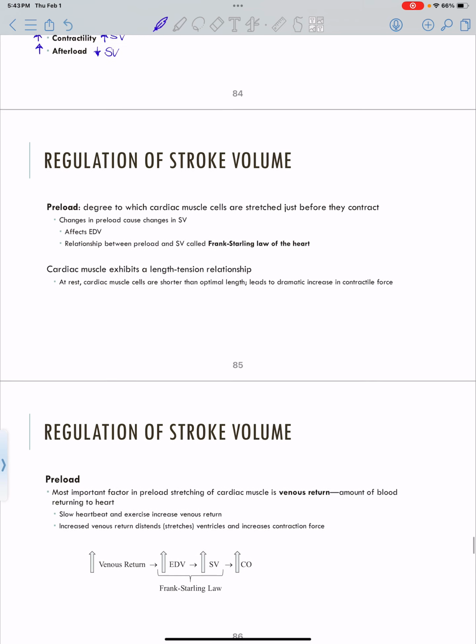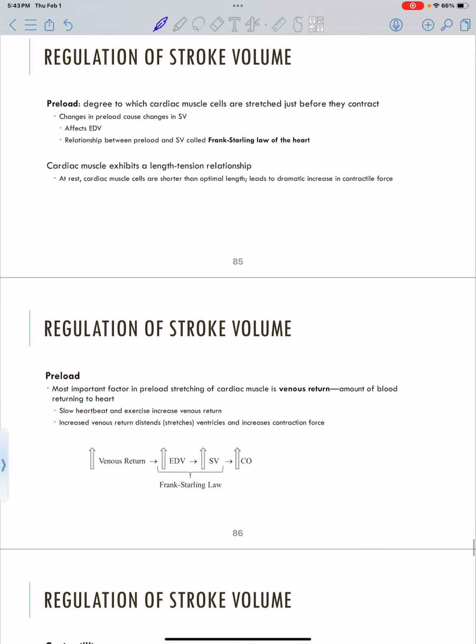So first we're going to talk about preload. So what is preload? Preload is the amount at which our muscle cells can stretch. So we're talking about how much our ventricle walls can stretch, which is going to determine how much end diastolic volume we have. How much are they filled before we contract them? So preload really only affects end diastolic volume. How much can we fill it during relaxation?